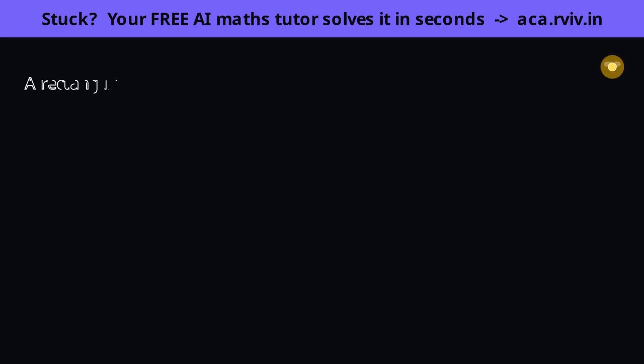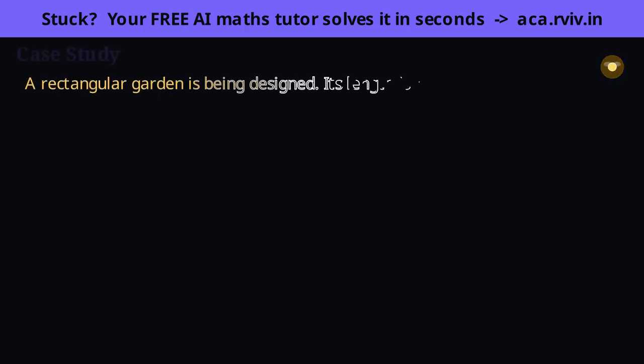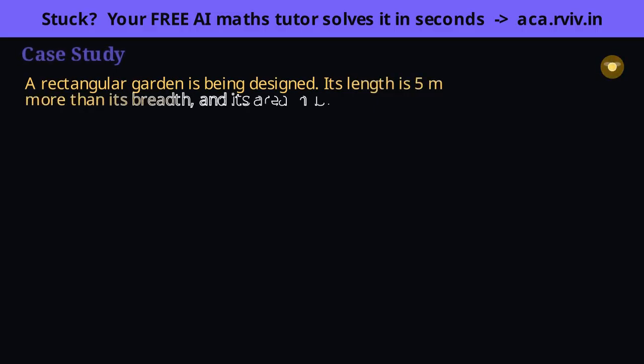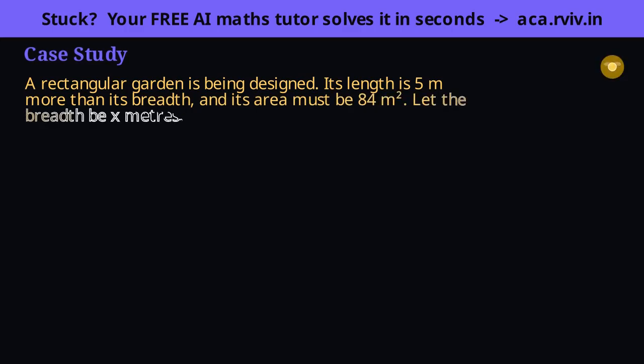A gardener's plan hides a quadratic. This case study walks the full arc we've practiced. Form the equation, solve it, then interpret the answer back in the real situation. Let's do all three parts together.